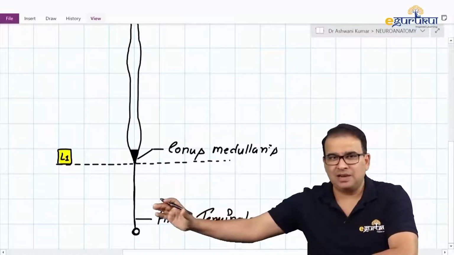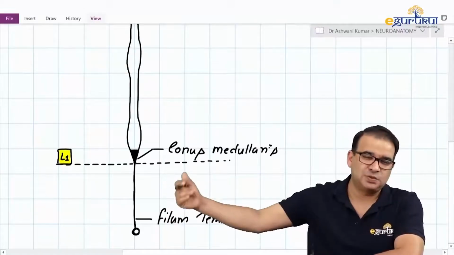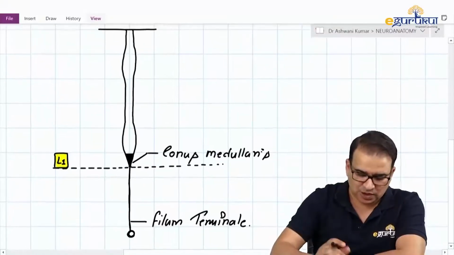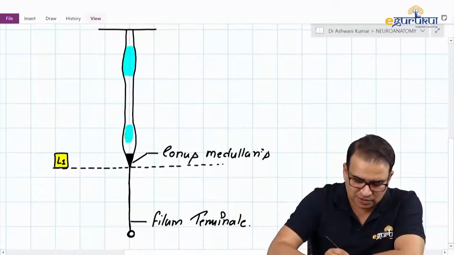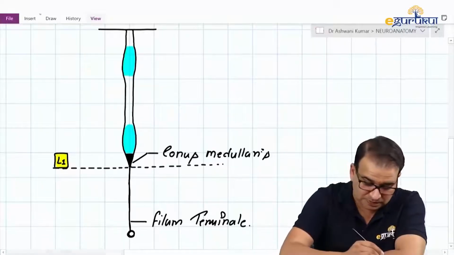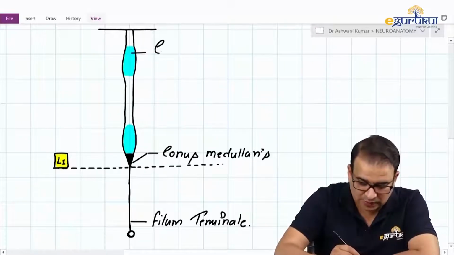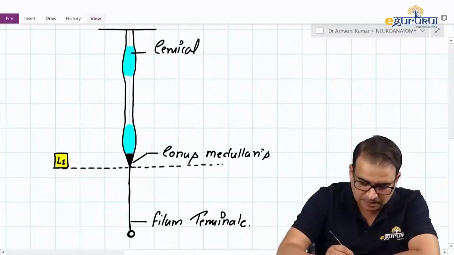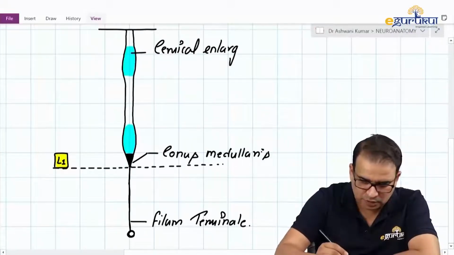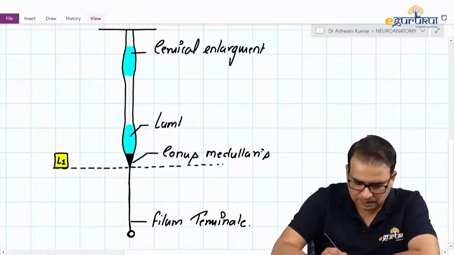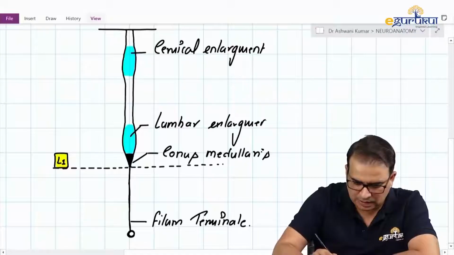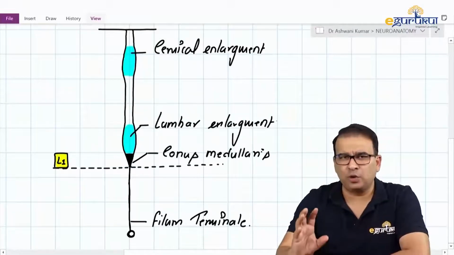Now, before we go to this filum terminale and its division, which one is internum and which one is externum, I want you guys to look back at the upper part, where there are two enlargements we are looking at. One enlargement that you see here is in the cervical region, and this is the lumbar region, so we call them cervical and lumbar enlargements. This is called the cervical enlargement. And the lumbar enlargement. Well, that's because of their location.